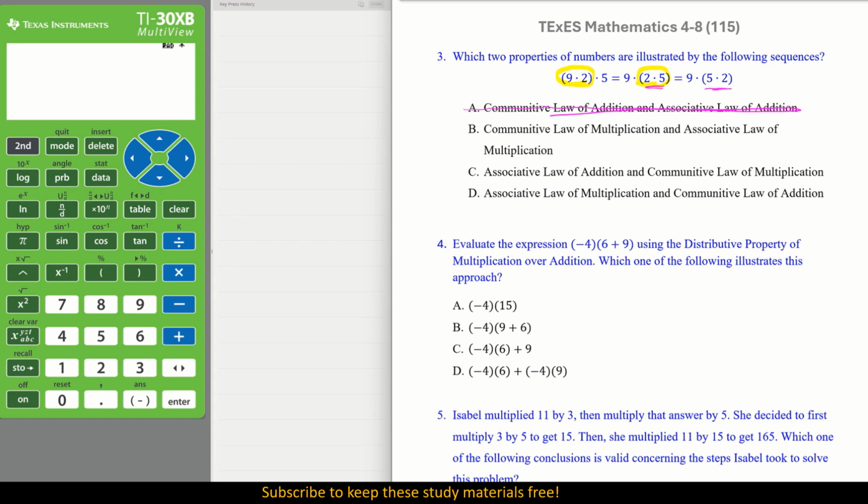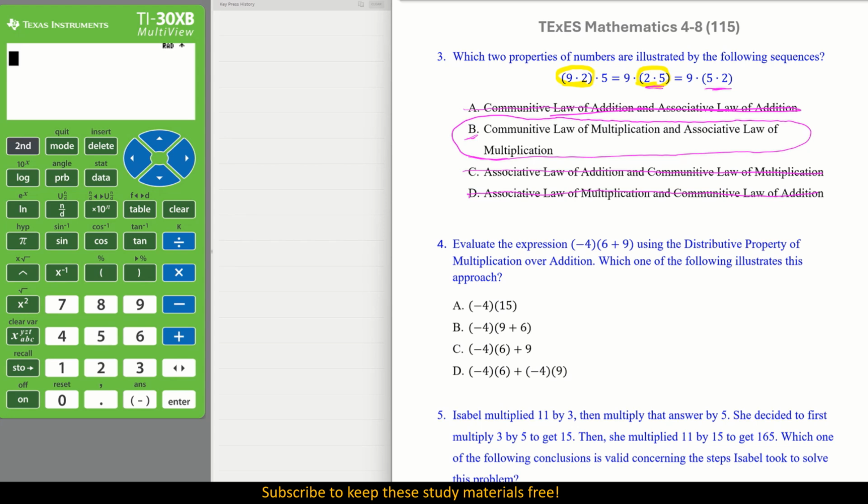However, B talks about the commutative law of multiplication and then the associative law of multiplication. So I like B. Let's look at C. Associative law of addition. No, there's no addition. And same thing for D. They change the associative law to multiplication, but then they say commutative law of addition. There is no addition. Therefore, let's go back to the one that I really liked, which was B. Okay, and that option is verified.